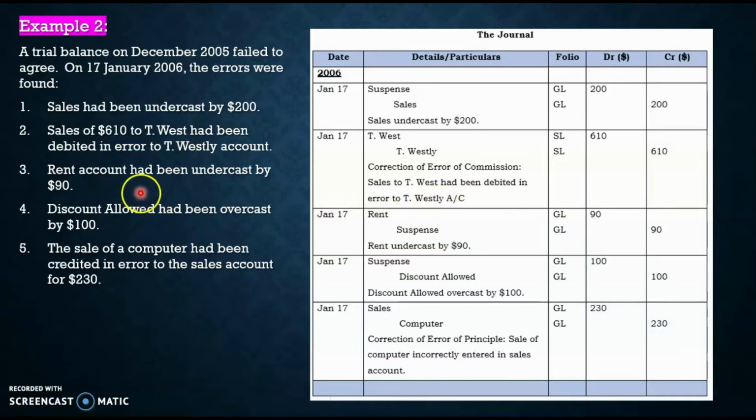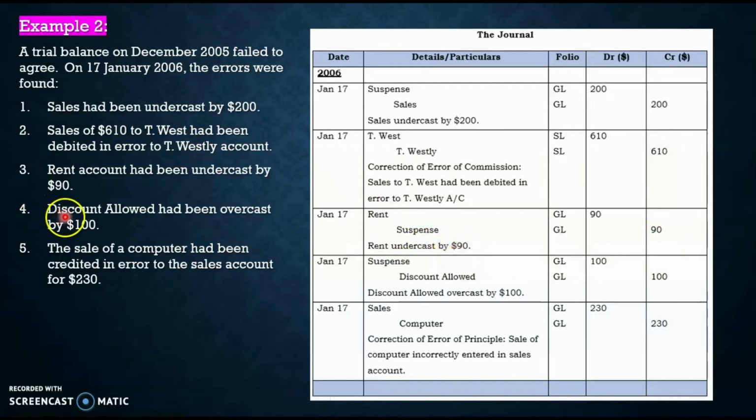Now the third one, rent account had been undercast. So rent was short by $90. Rent carries a debit balance. So to increase it to the correct amount, we are going to debit it, enter the amount, and credit suspense. It says undercast, so another account was not affected. So that's why we have our suspense. Rent undercast by 90.